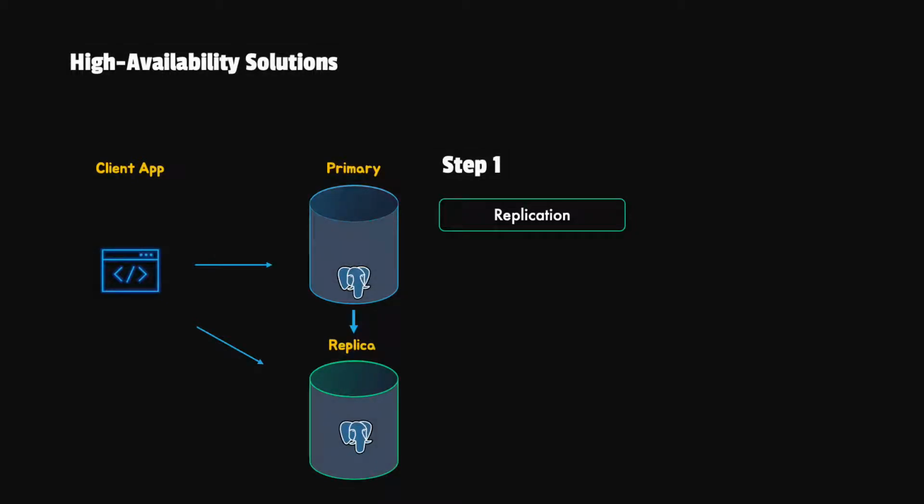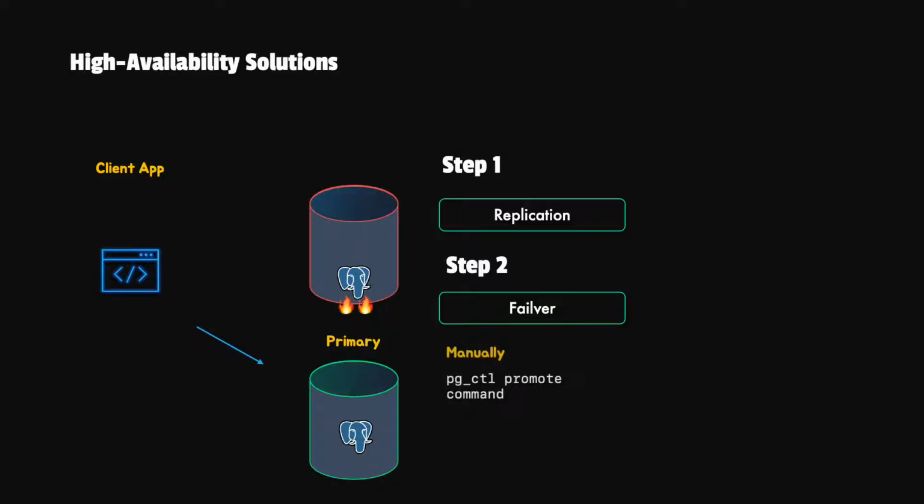Furthermore, to achieve high availability for a cluster, we also need to consider the failover mechanism. This can be done either manually using the pg_ctl promote command, or we can also do it automatically using open source tools. Here, we have various options to choose from.